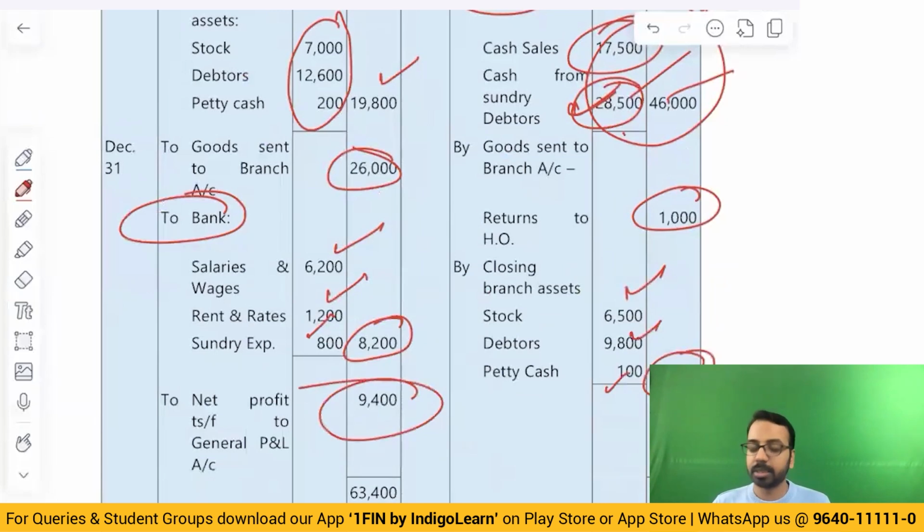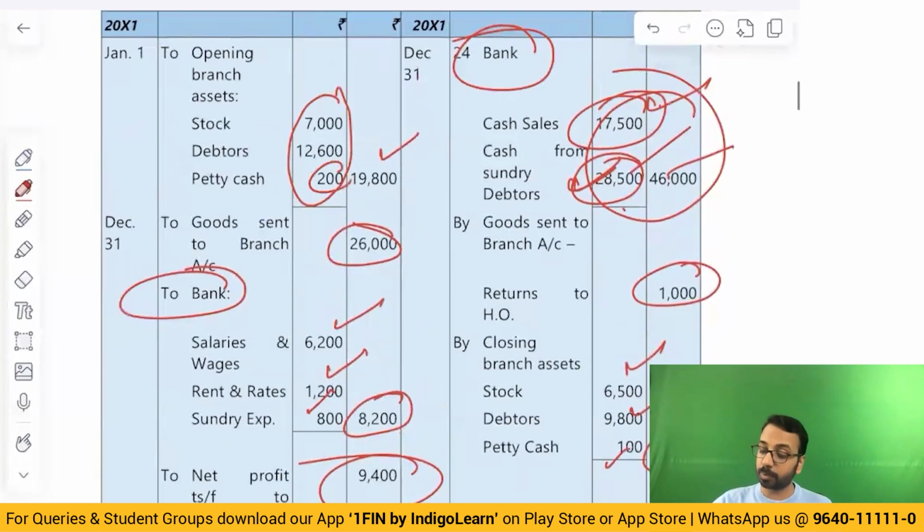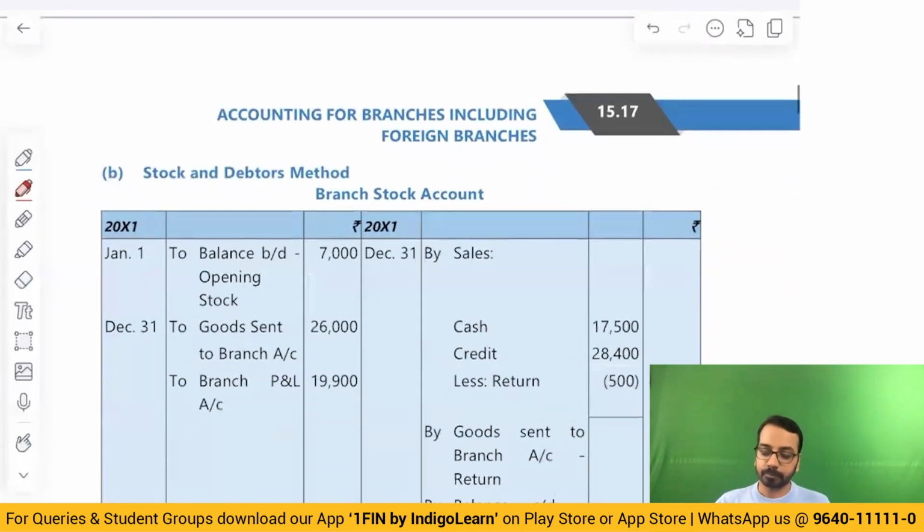And if you do the total, the difference becomes 9,400, which is your profit. Now, petty cash opening 200, closing 100. There is no information on petty cash movement, so you can assume that 100 is the petty cash expense. This is the debtors method. The second method is the stock and debtors method, where you need to prepare the stock account.